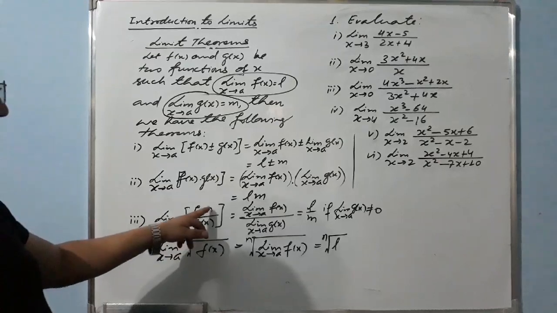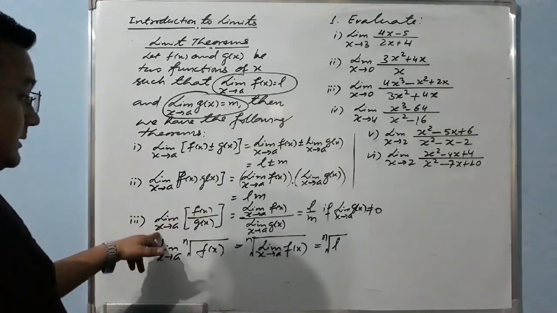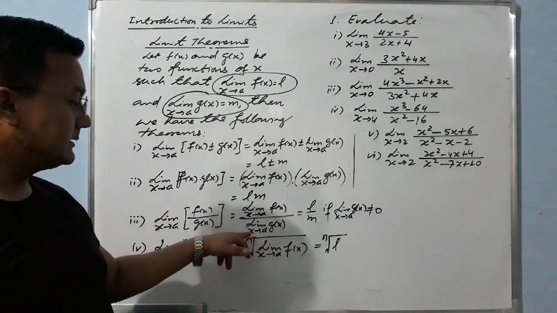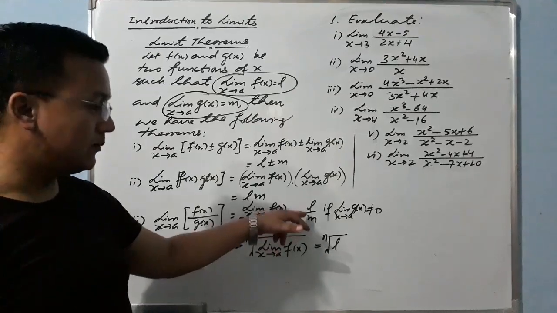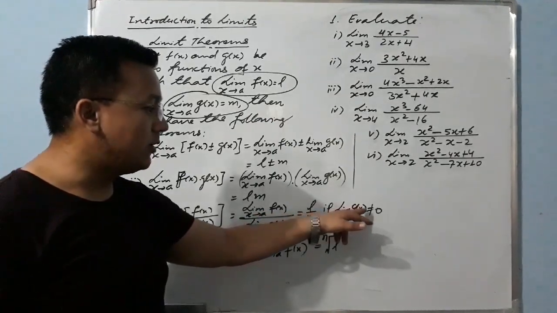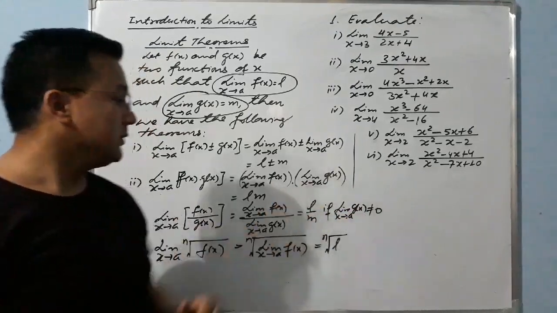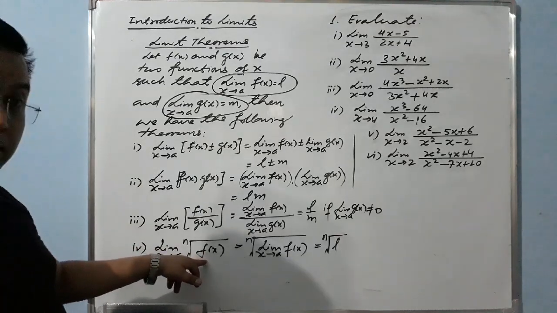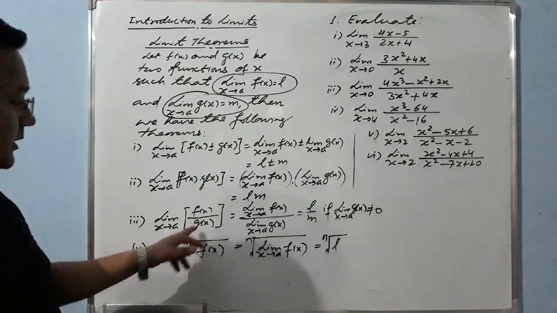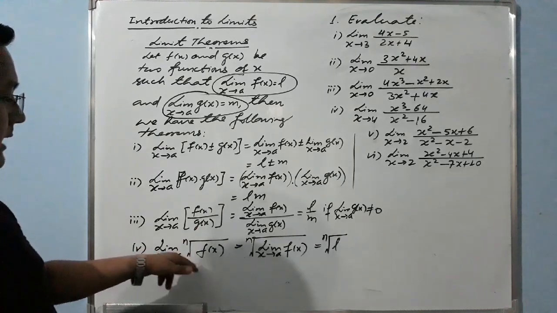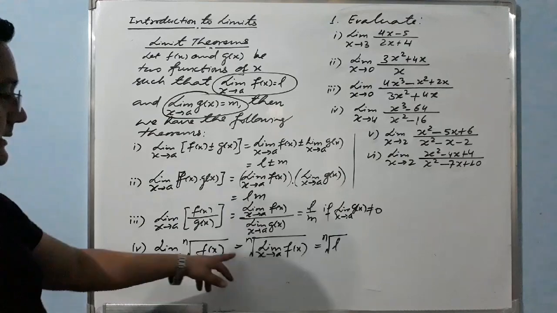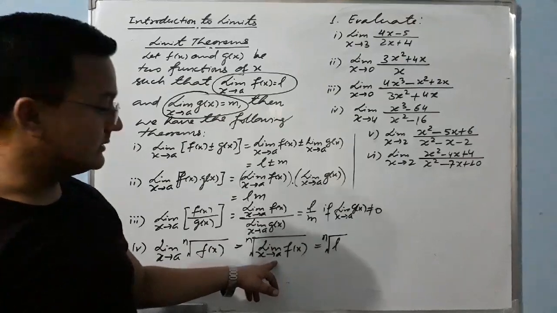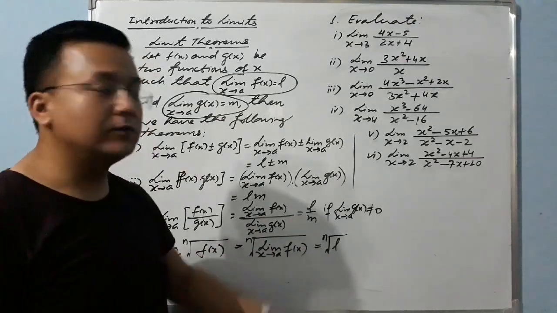And third one: limit of f of x over g of x as x tends to a is equal to limit of f of x as x tends to a over limit of g of x as x tends to a, which is L upon m, if limit of g of x as x tends to a is not equal to 0. And the last one: limit of nth root of f of x as x tends to a is equal to nth root of limit of f of x as x tends to a. We can write this as nth root of L.